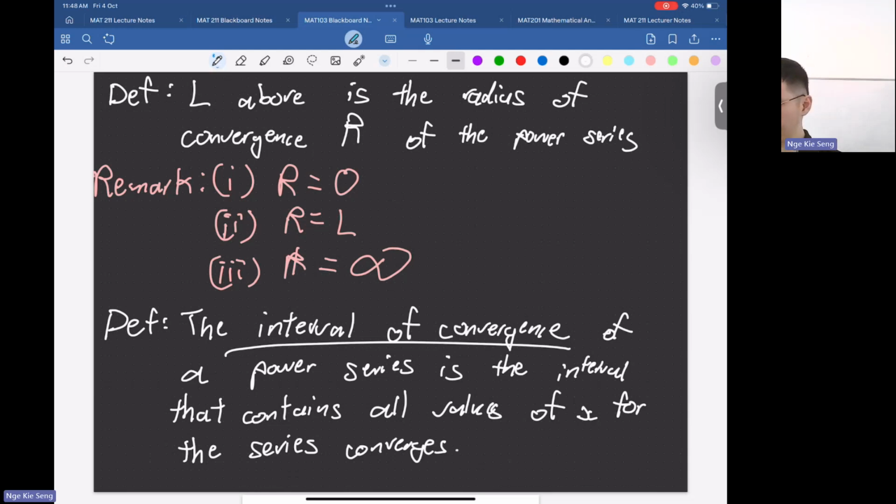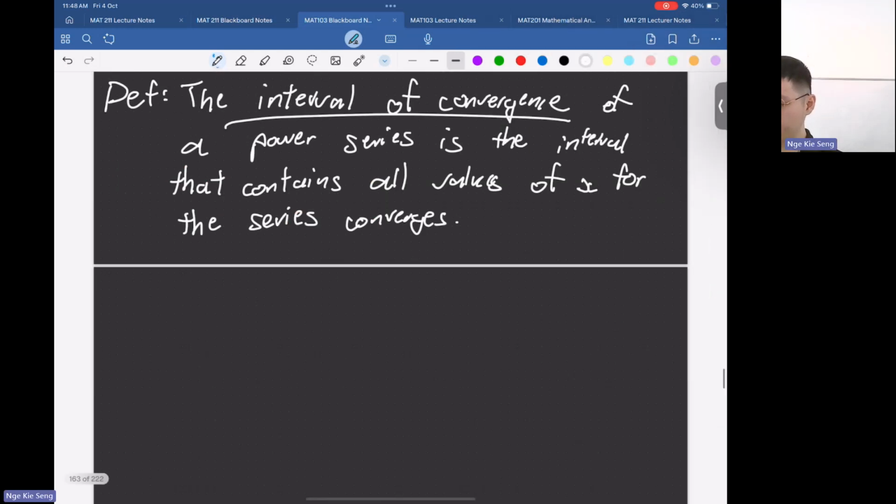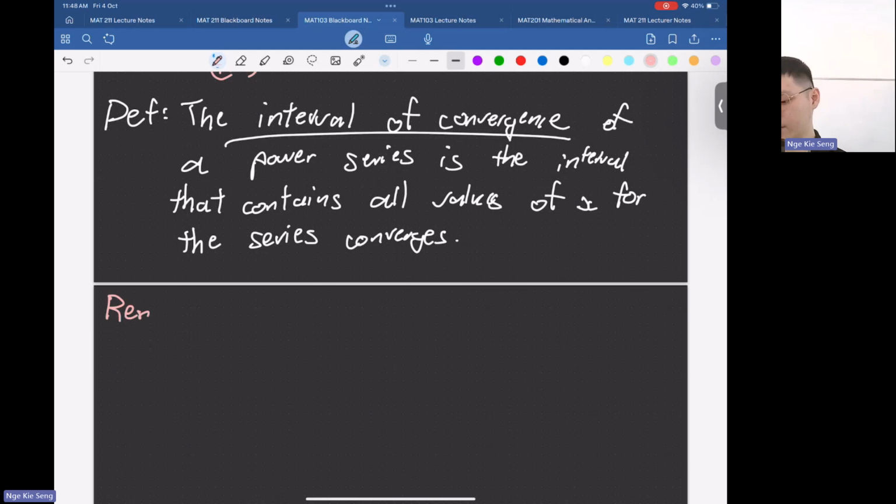Okay, so let's go back to the three types again. If you only converge at one point, what's the interval? How to define an interval? So in mathematics, the definition mostly consists of two types. One is about sets, the other is about functions. Only these two main things. That's why you study sets and functions in your discrete math. So the interval here should be defined as a set.